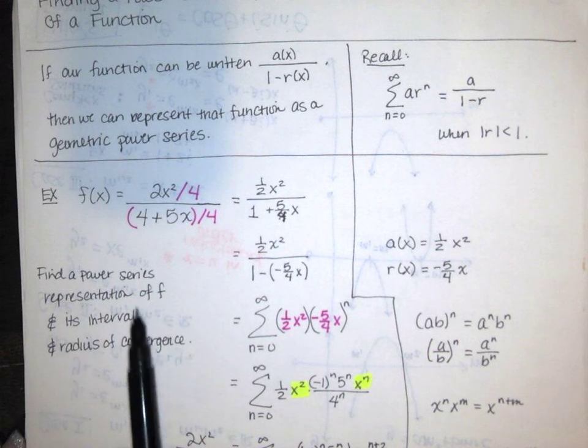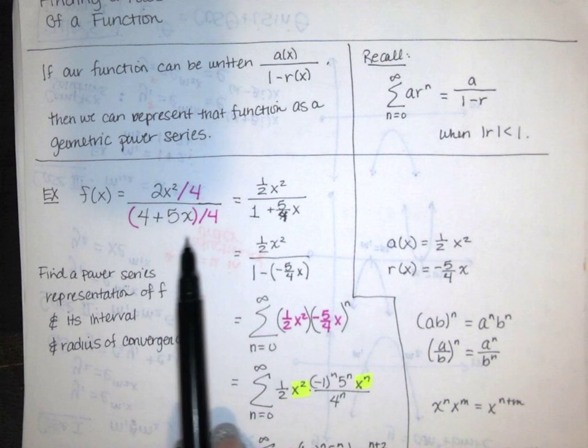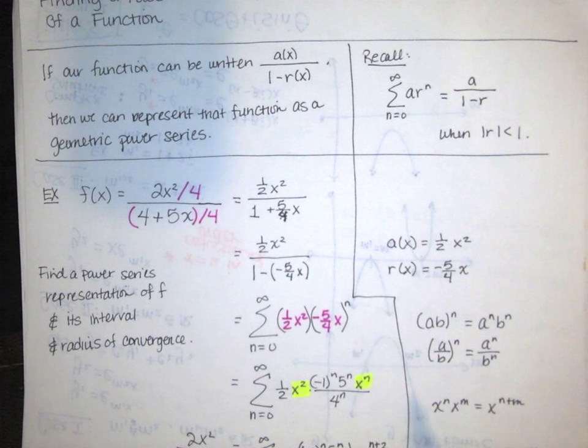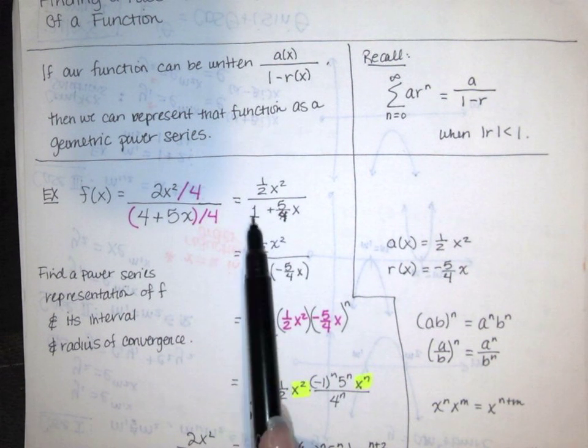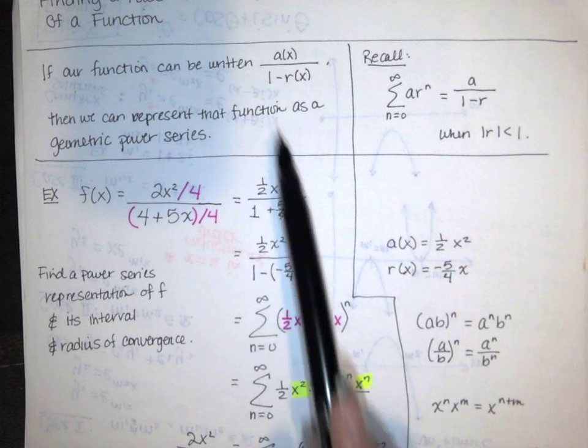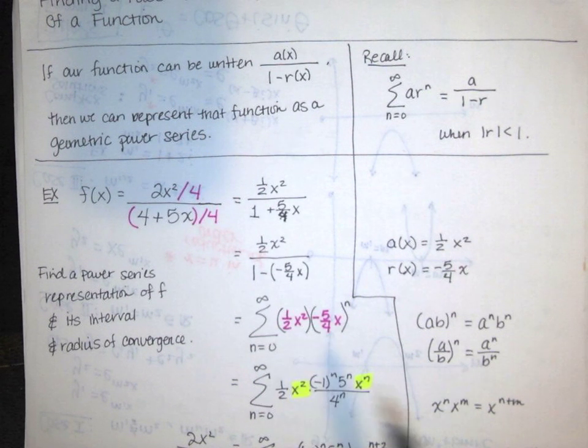They didn't tell us where this series had to be centered this time. They said, find a power series representation for f, any power series representation. So it made the most sense to find one that was centered at 0. Just made that into a 1 and changed that to subtracting a negative, and so it was centered at 0.